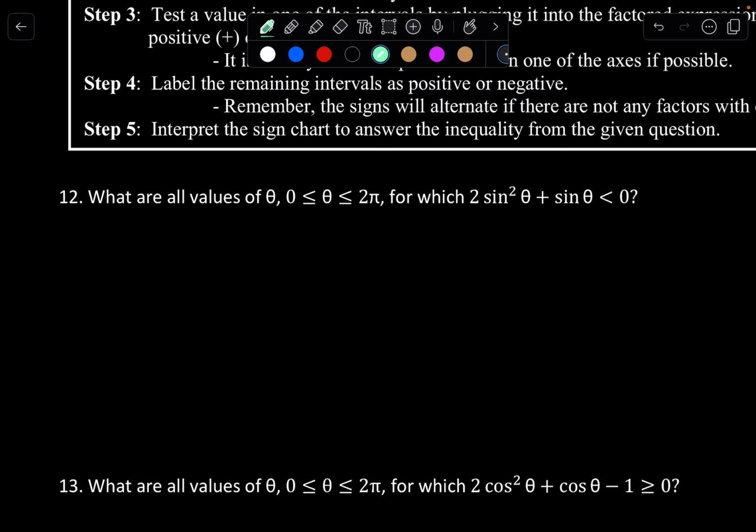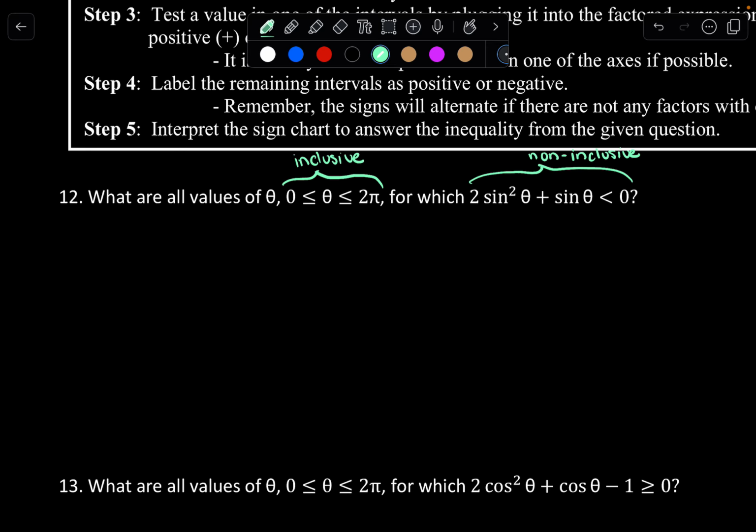Number 12 says, what are all values of theta from 0 to 2 pi for which 2 sine squared theta plus sine theta is strictly less than 0? The first thing we need to notice is that from 0 to 2 pi, the edges of our domain restriction are inclusive. However, the inequality presented here is non-inclusive. So we'll have to be careful with that once we present our final intervals for this inequality.